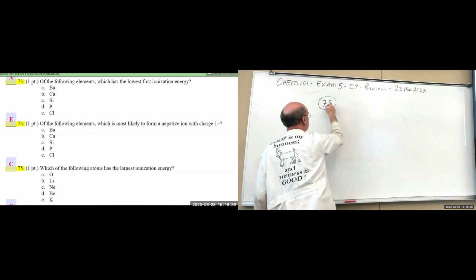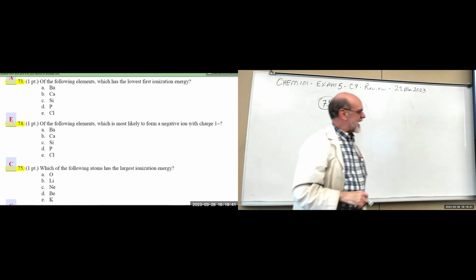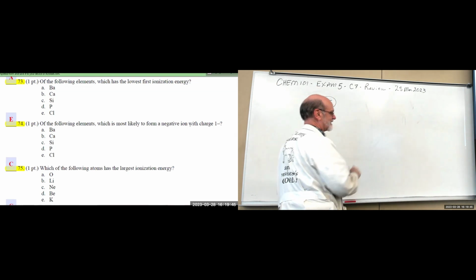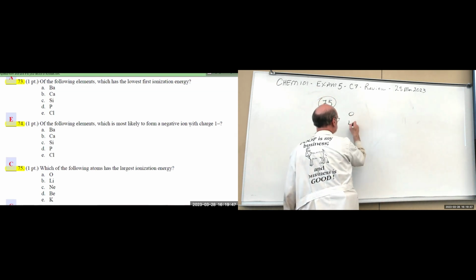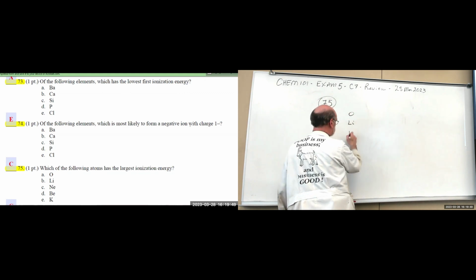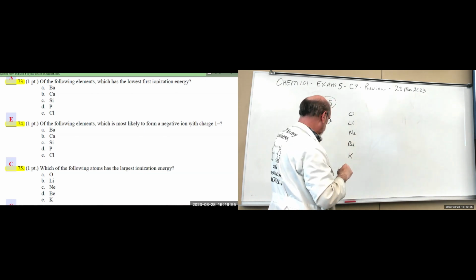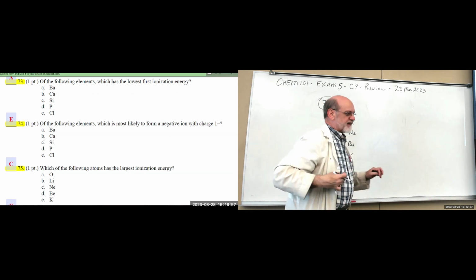75. Which of the following atoms has the largest ionization energy? Okay, so we got oxygen, lithium, neon, beryllium, and potassium. Okay, think about this.